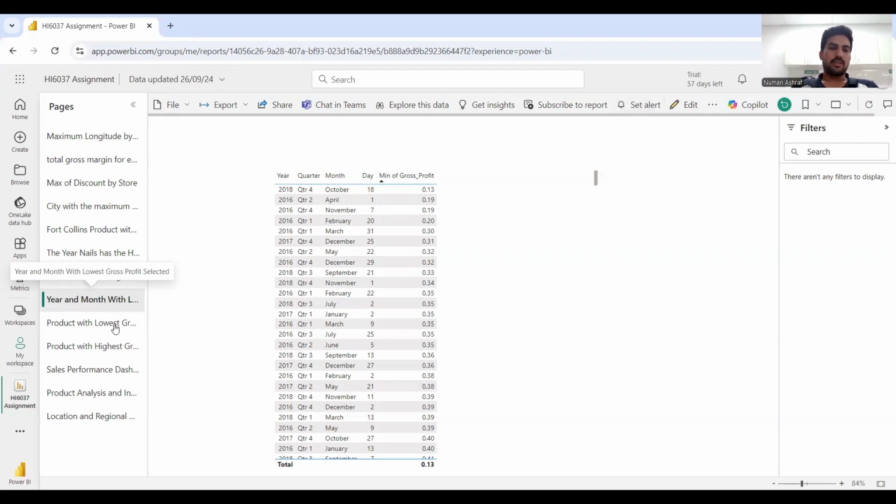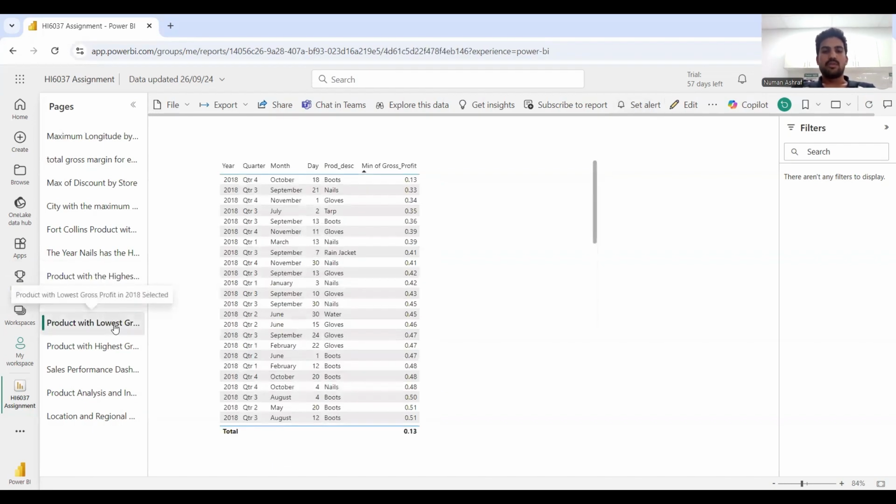And the next question is the ninth one. Product with lowest gross profit in 2018. To evaluate the product with the lowest gross profit in 2018, I had to apply advanced filtering on the date column. I did this to select the gross profit margin for the year 2018. Before conducting further analysis, the columns selected to conduct this analysis included the date, product description, and the gross profit column. According to the results of the analysis, boots emerged as the product with the lowest gross profit in 2018.